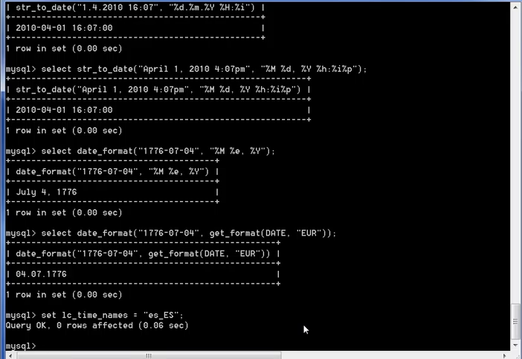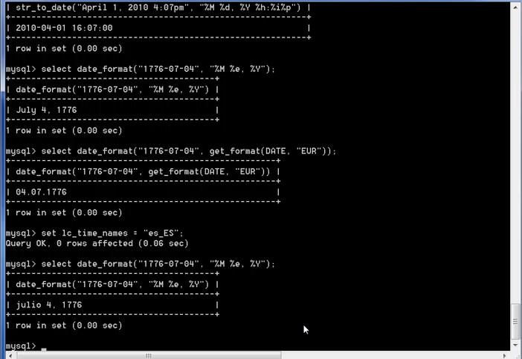Coming back from a pause, if you tried it yourself, then what you should have had is Julio 4, 1776. The lc_time_names variable determines the locale used for week, day, and month names, and the setting es_ES is for Spanish.